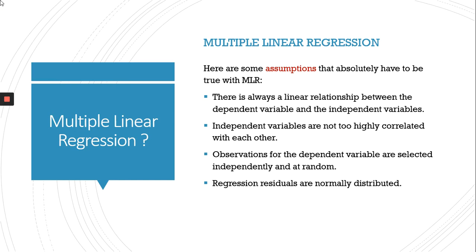Further, there are some assumptions that have to hold true with multiple linear regression. First, there is a linear relationship between the dependent variable and the independent variables. Second, the independent variables x1, x2 up to xk are not too highly correlated with each other. Third, observations for the dependent variable y are selected independently and at random. Fourth, the regression residuals are normally distributed.